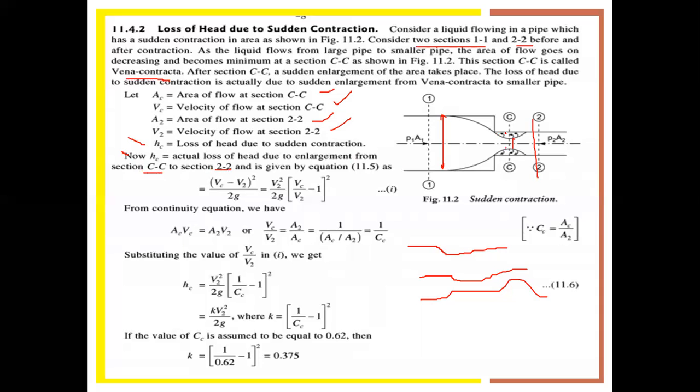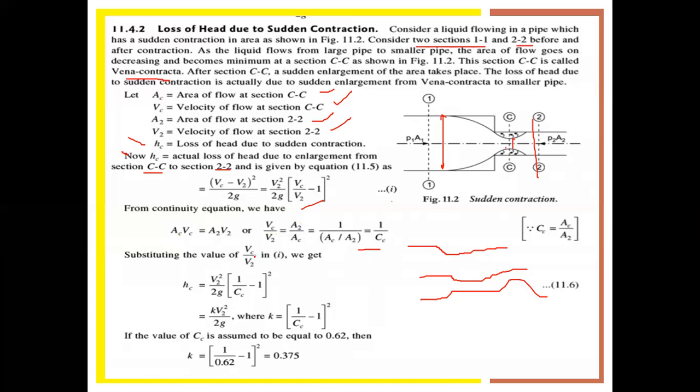It contracts to CC and then enlarges again. This is given by equation 11.5. That is, from what we took earlier, (VC minus V2) whole square by 2G is equal to V2 square by 2G into (VC by V2 minus 1) whole square, call this equation 1. Now from the continuity equation, we already know A1 V1 is equal to A2 V2, but that has nothing to do with section 1. We are discussing only section C and section 2. So AC VC is equal to A2 V2, or VC by V2 is equal to A2 by AC. Since CC is equal to AC by A2.